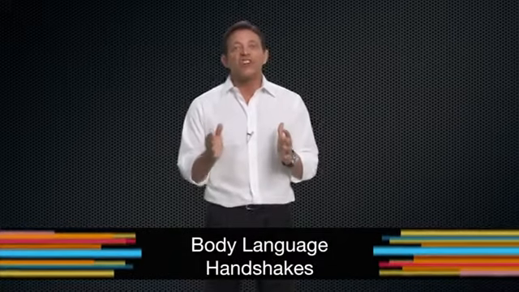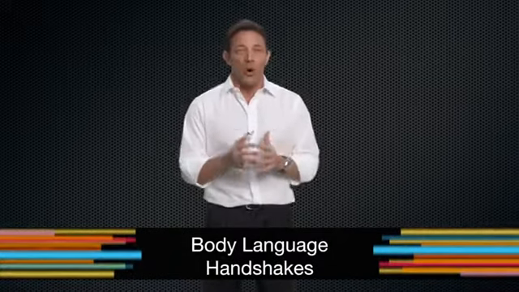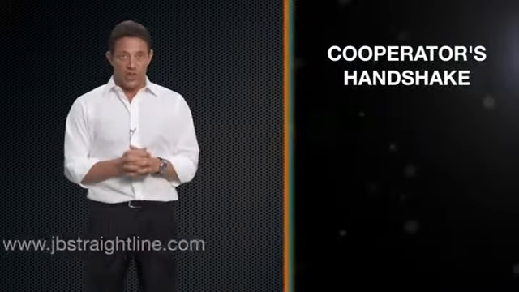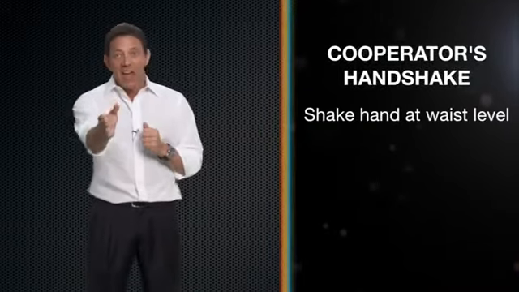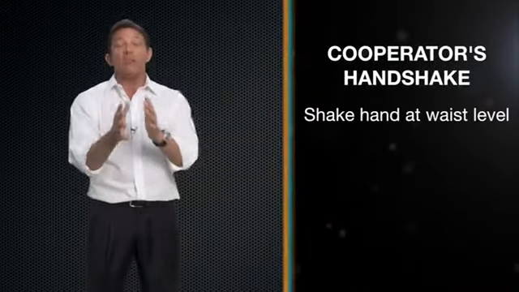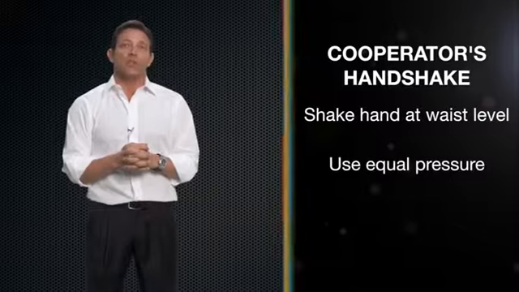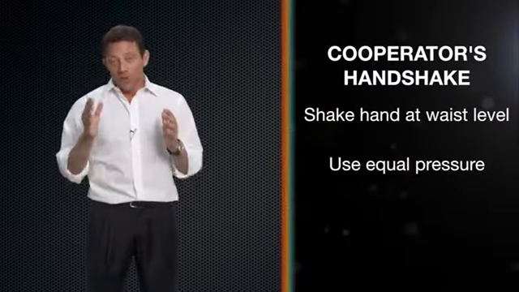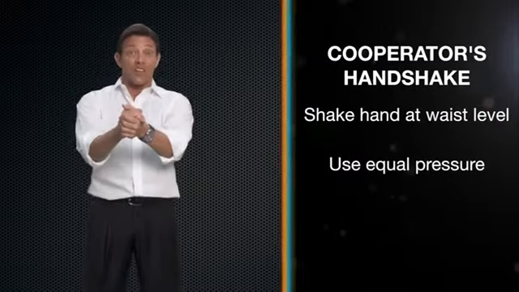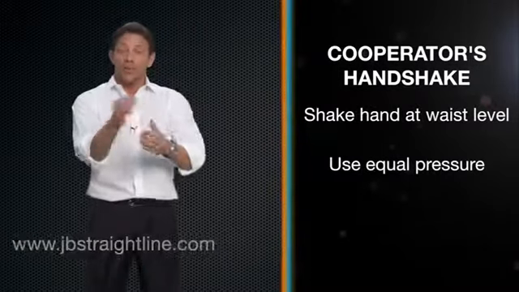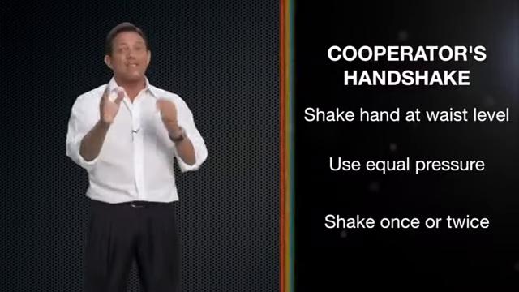Next, handshakes. How you actually shake someone's hand says a lot about who you are in a business setting. The best handshake is your basic, natural handshake. We call this the cooperator's handshake. And what you do is very simple. You shake the hand at waist level using the same pressure that the other person uses. You want to grip the hand firmly, but don't hold it too tightly. You don't want to squeeze their fist till they're like, nice to meet you, right? You want to lightly pump the hand once or twice, then simply let it go.